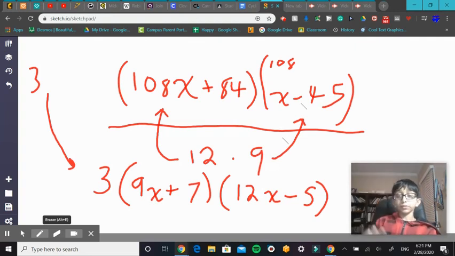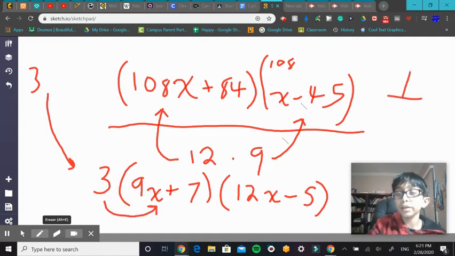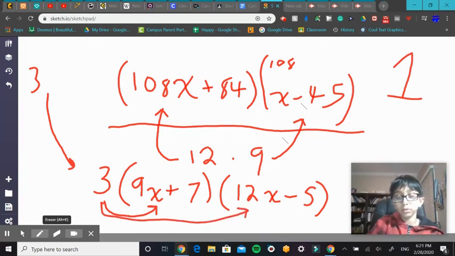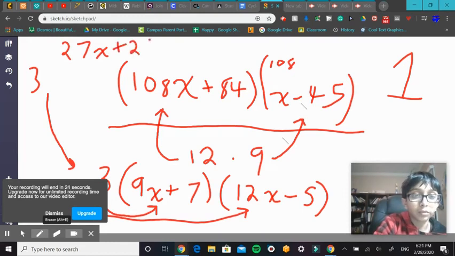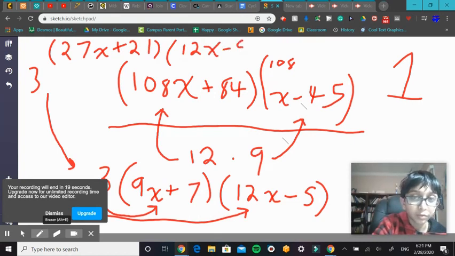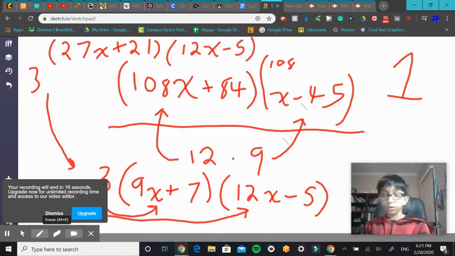Now, that might have confused you. We started off with this. If you want to substitute the 3, you can only multiply the 3 by one of the expressions. You cannot multiply the 3 by both. Otherwise, you'll get a big bad thing. So 3 times 9 is 27x. And then 3 times 7 is 21. And then the other expression would stay the same. Do not multiply the other expression by the 3. And then that should equal our 324. And it does. I just checked.